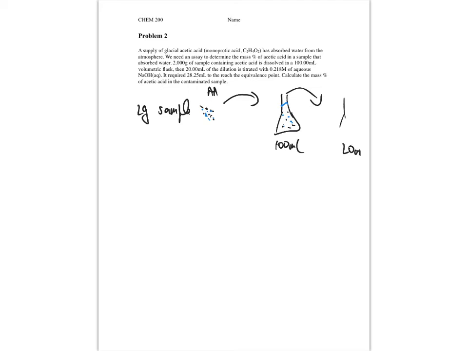In this problem, we're given 2 grams of sample, and the sample contains acetic acid, and it also contains some water, so it's contaminated. And we want to know how much acetic acid is in the sample. Well, in order to do so, we're dissolving this in 100 milliliters of water, and then we're taking 20 milliliters of this and we're titrating it.